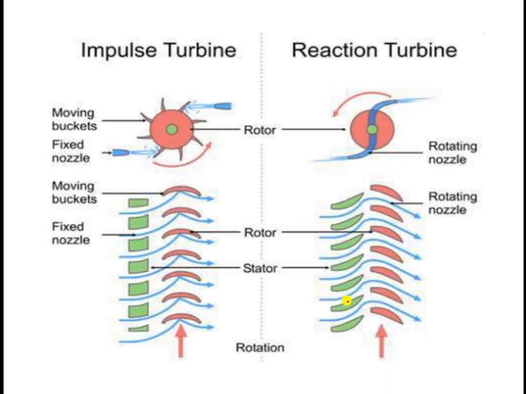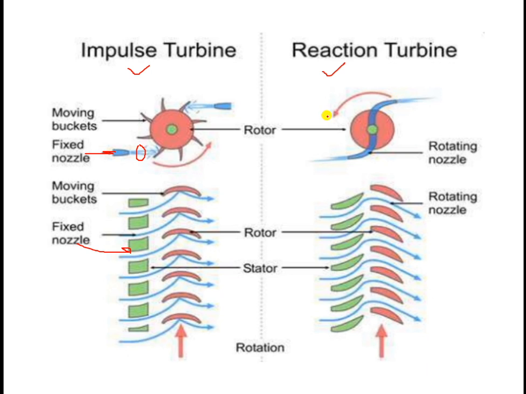So this is the figure which gives you some idea of the difference between an impulse turbine and a reaction turbine. In the case of the impulse turbine, this is again a rotor system, the shaft on which the rotor is mounted. Here also it is the same thing, but here the impingement is by fixed nozzles, and moving buckets are there on which the water will be impinged. Here we have the rotor as well as the stator, these are the blades through which the flow of fluid is taking place.